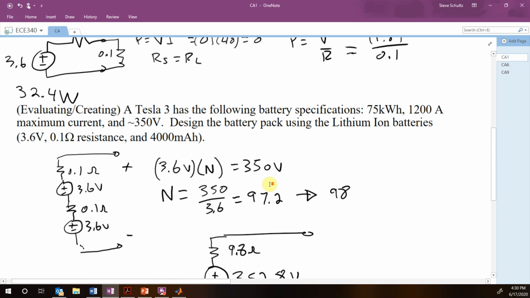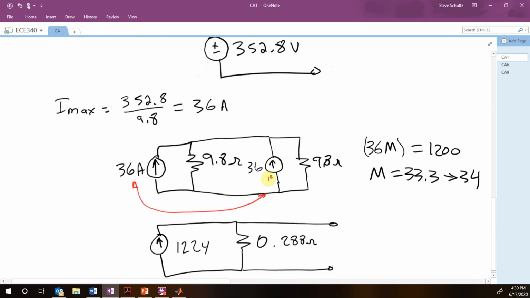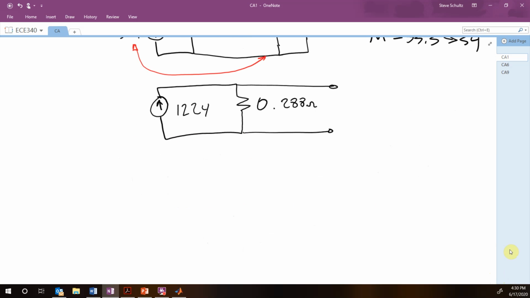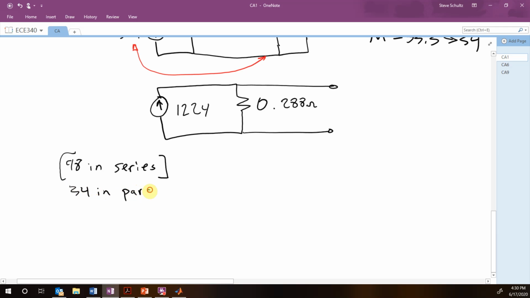Okay, so my design, let's write down what our final answer is. We have 98 in series. And then those combinations have 34 in parallel. Okay, so let's see where we are at.